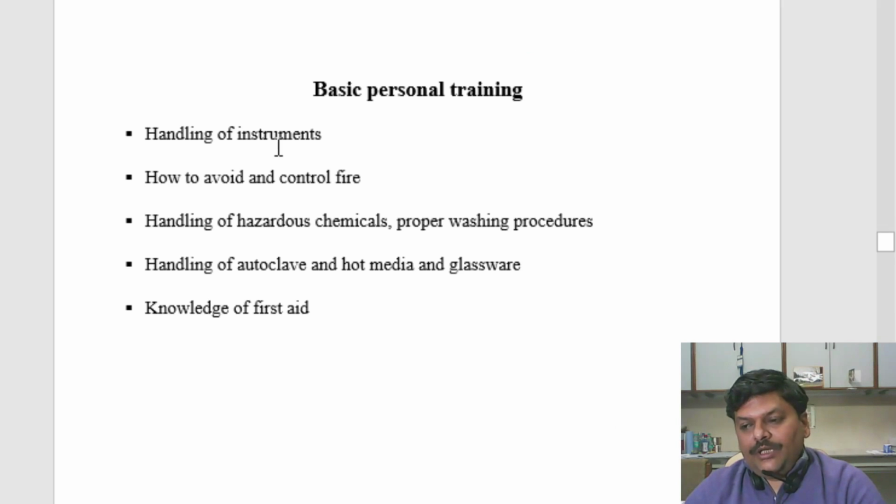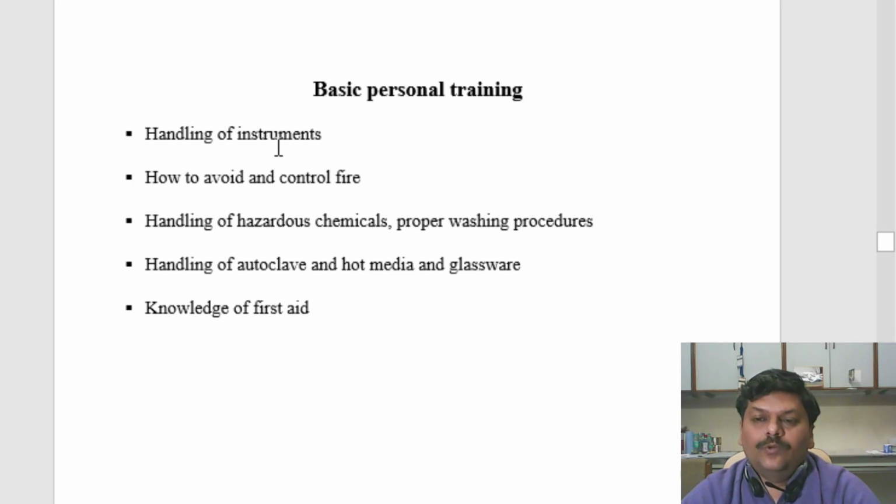Before we start actual plant tissue culture, some common basic personal training is required. These trainings are related to handling of the instruments. One cannot just go and start using these delicate instruments. There can be chances of accident. So a bare minimum training is required related to handling of instruments, how these instruments are used. The person who intends to use a plant tissue culture laboratory needs to learn the instruments kept there, and how they are used.